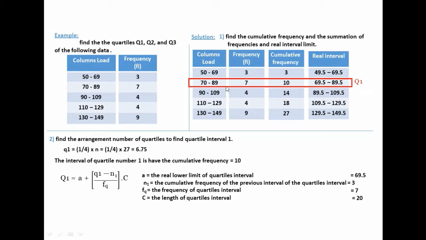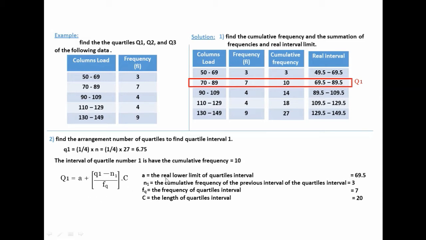For quartiles, first of all construct the real limits and then the cumulative frequency. At the second step, find the arrangement number of the quartiles to find the quartile interval. For quartile 1, the position value is 1 by 4 multiplied by n, which is 27, since there are a total of 27 numbers. So we obtain 6.75. The interval of quartile 1 has the cumulative frequency 10, and the formula is Q1 is equal to A plus (q1 minus N1) divided by FQ, into C.